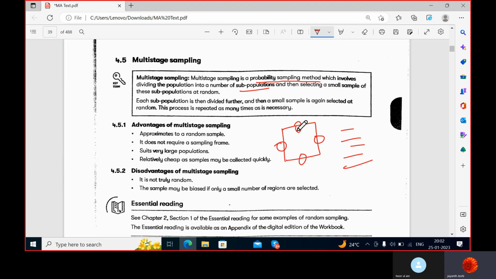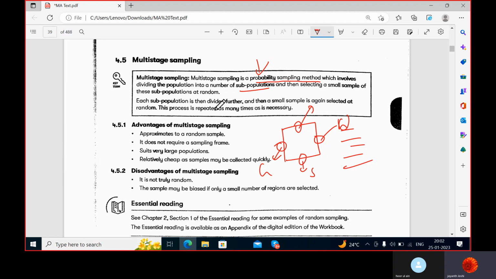Then I'll be selecting some areas out of this: North Hyderabad, Kompally; West Hyderabad, Gachibowli; South Hyderabad, I'll take Shamshabad; and East Hyderabad, I'll take Ghatkesar. Maybe you know Hyderabad's areas, or Uppal, let's say, this is a familiar area. So what did I do? Multi-stage sampling is a probability sampling method, which involves dividing the population into a number of subpopulations and then selecting a small sample of these subpopulations at random. Now I just picked one area randomly. I did not specifically pick this. Am I right? I'm just randomly picking.